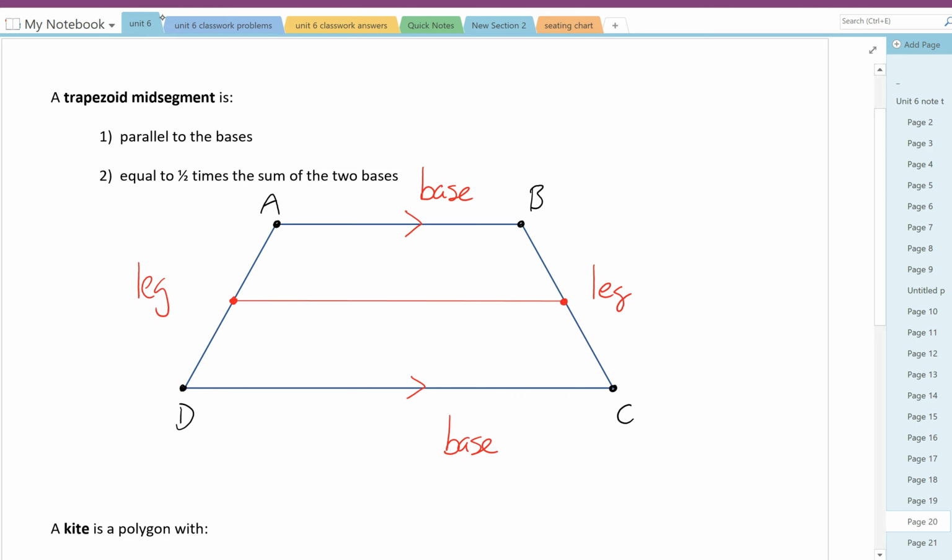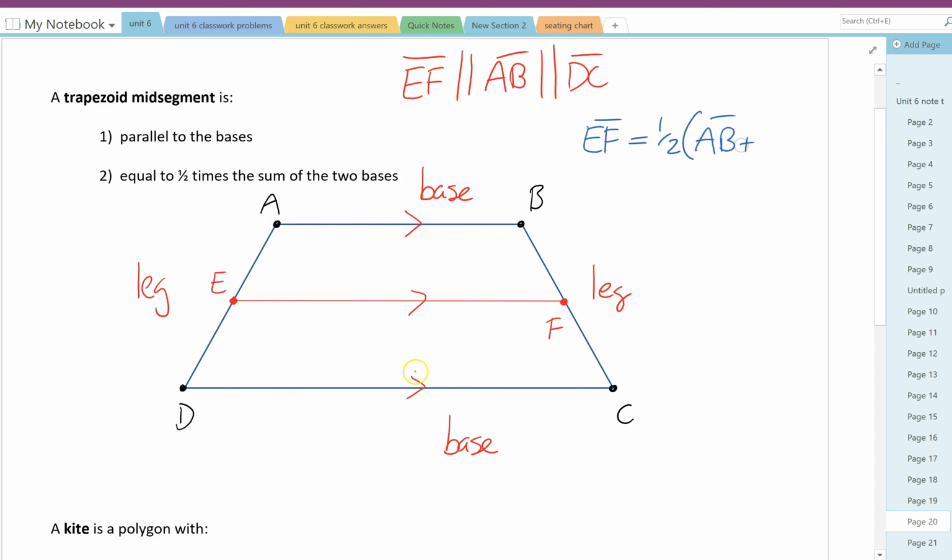And a couple things about the trapezoid mid-segment. One, it's parallel to the bases. So this line that goes from E to F, so EF is parallel to AB and parallel to DC. All right, the other thing is that if I want to know how long EF is, if I want to know the length of segment EF, I can use this formula. EF is going to be half as long as the two bases added together. So my two bases are AB and DC.